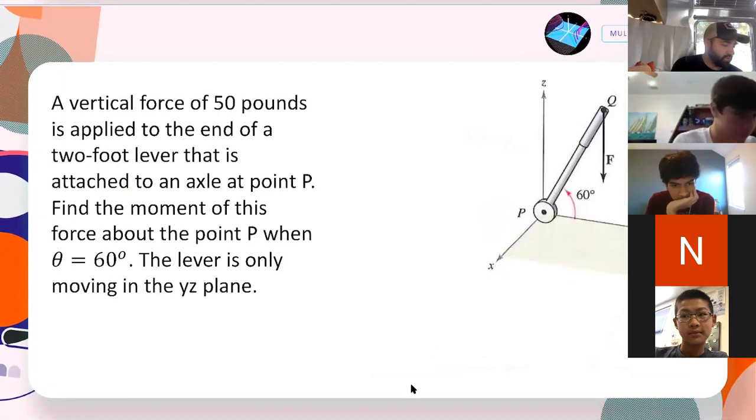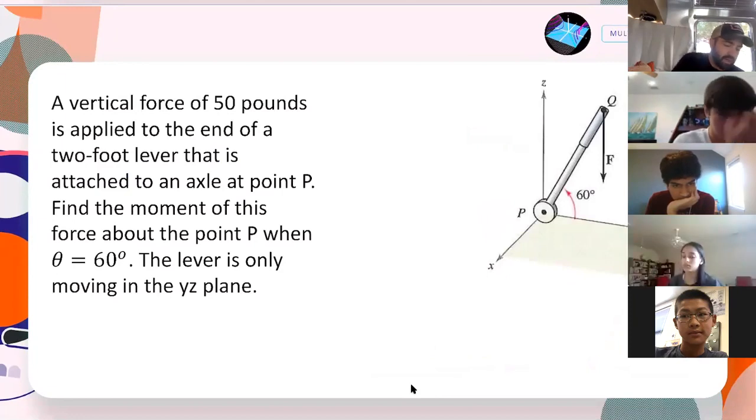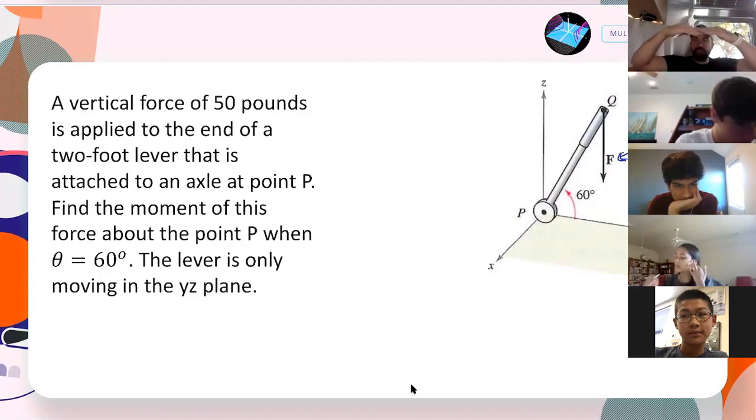But here we have a vertical force of 50 pounds. This is the F being placed on the end of a lever attached to point P, which looks like it's at the origin in the picture. And then we're finding the moment of the force about point P when theta is 60 degrees, and saying all this is happening in the YZ plane. Basically, you can always think of these forces acting in a plane. In this case, it's in the YZ plane.